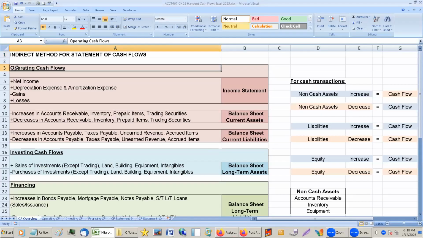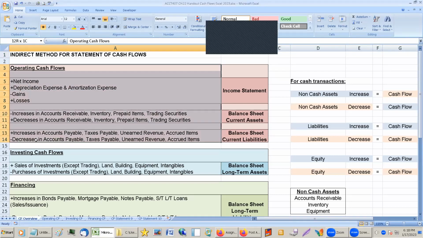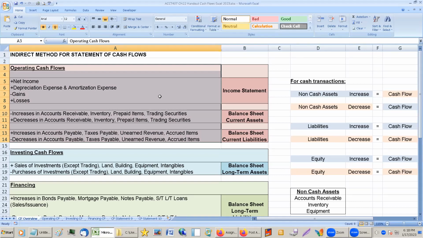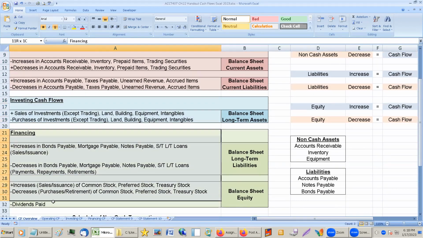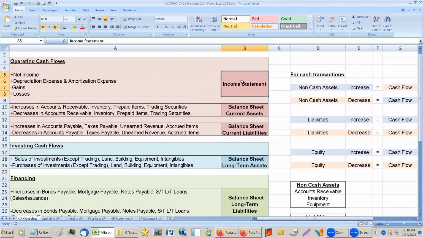Okay, so we're going to look at the indirect method, and the indirect method has three sections. You guys may have already had this before. Operating cash flows, investing cash flows, and financing cash flows. And over on the right, I have the general idea behind it.